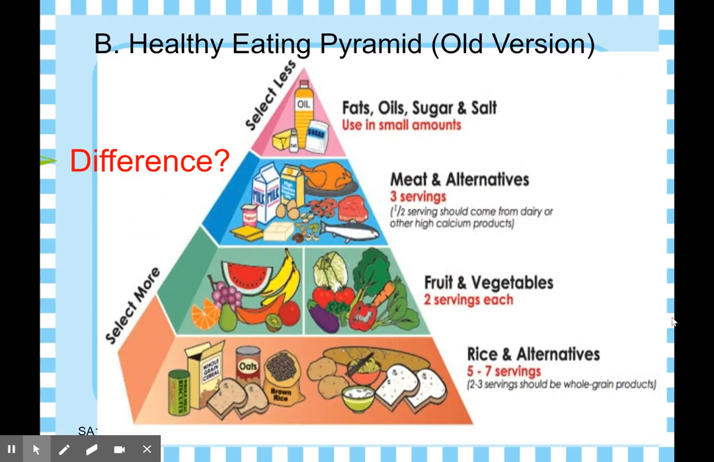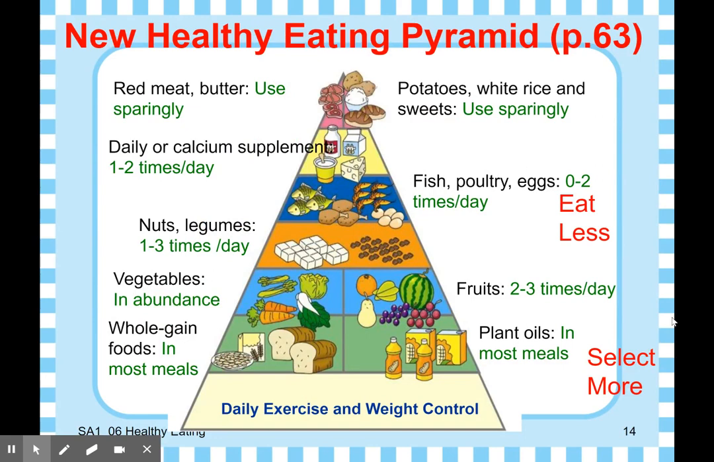Here is the old version of the healthy eating pyramid. You will see in this healthy eating pyramid it is separated into four levels. All right. But in the new version, let's look at this new version. In the new version you find that there are 1, 2, 3, 4, 5, 6, 7. There are 7 levels in this healthy eating pyramid.